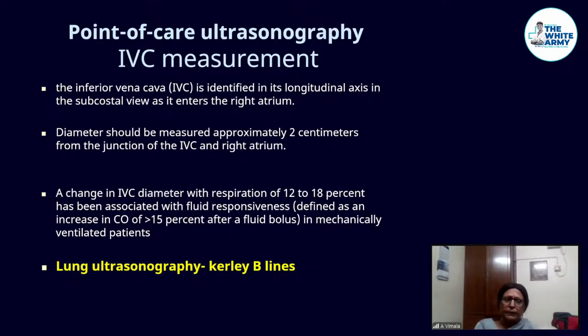So you have to measure the IVC at the point where it meets the right atrium. The diameter should be measured approximately 2 centimeters from the junction of the IVC and the right atrium. A change in IVC diameter with respiration of 12 to 18% is associated with fluid responsiveness.